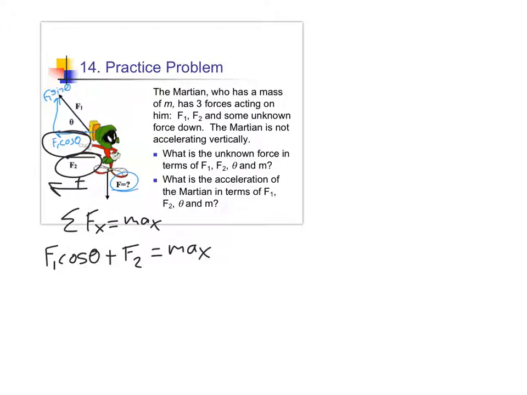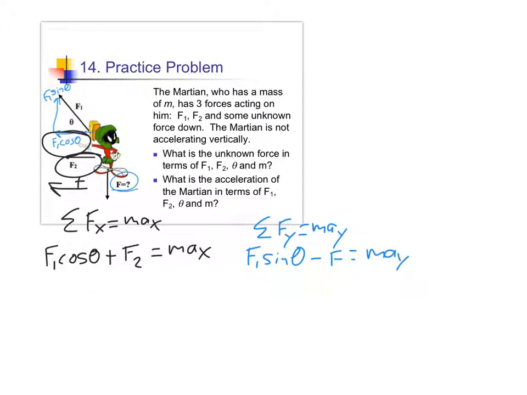Moving on to the y direction, the forces that I have in the y direction are going to be equal to may. So I have that unknown force, and I have this F1 sine of theta. I'm going to make up the positive direction there, so it's going to be F1 sine of theta minus F is equal to may.